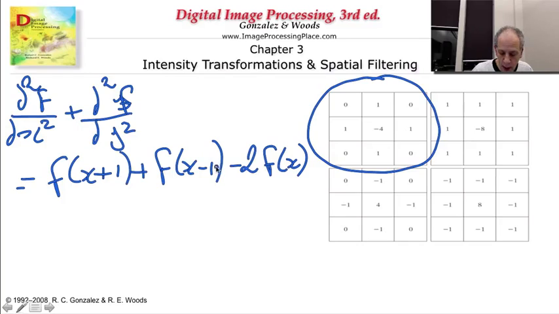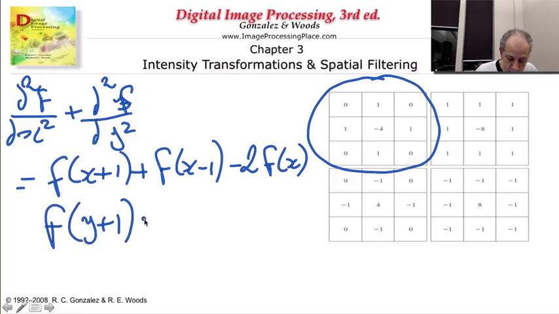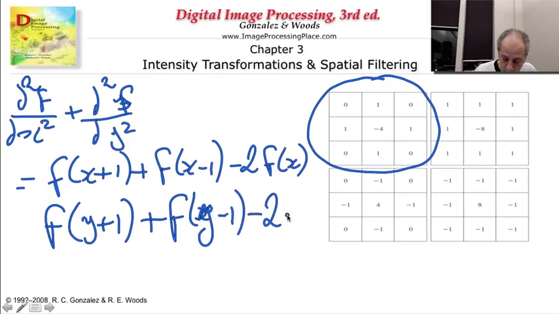It should be at y, y, and y. And plus, so this was x, and now we're going to do y. That's f at y plus 1 plus f at y minus 1 minus 2 times f at y. And once again, all these are for a constant x. So all these are for a constant y, and all these are for a constant x. When we add them, we get this.